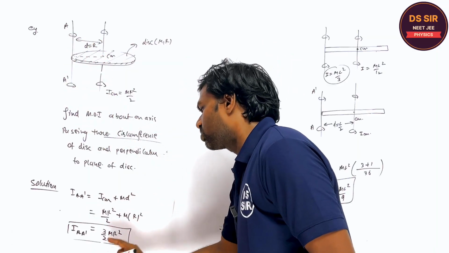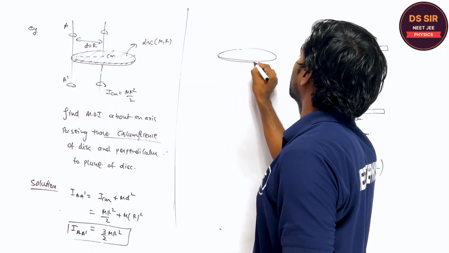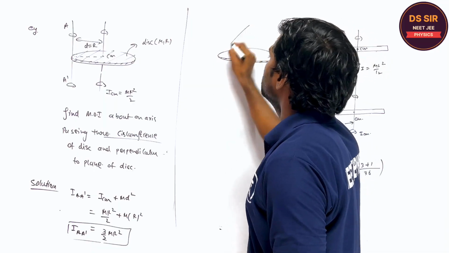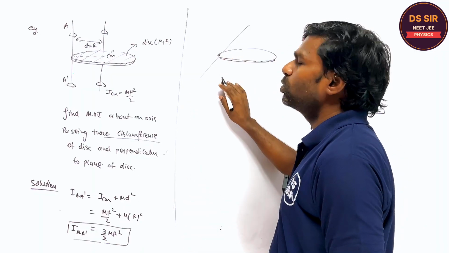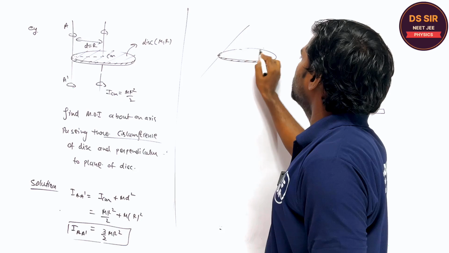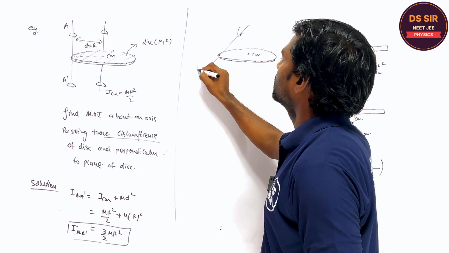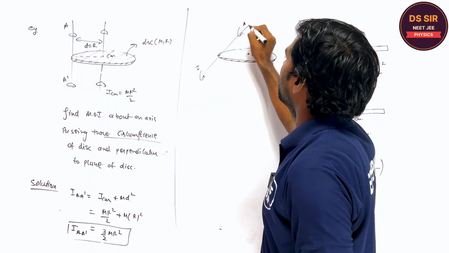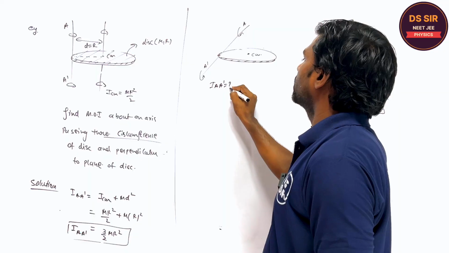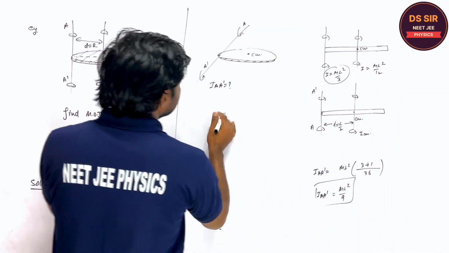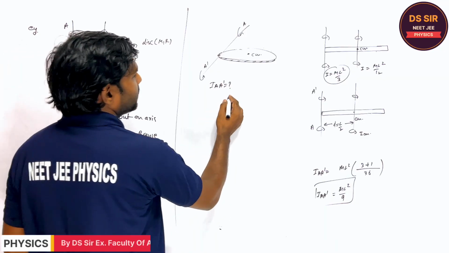So MR square, 3 by 2 MR square. Now if this is the disk, and the axis is passing through the circumference, but it is in the plane of the disk. This is the axis A, this is A dash. You have to find I_AA'. Do you understand this thing? This axis passes through the circumference and it is in the plane of the disk.